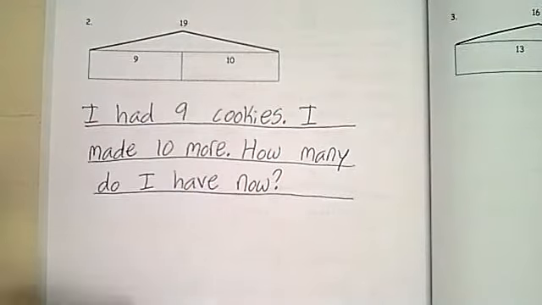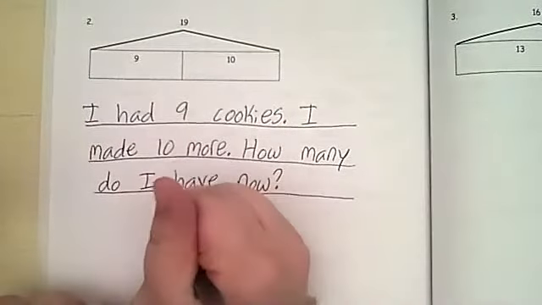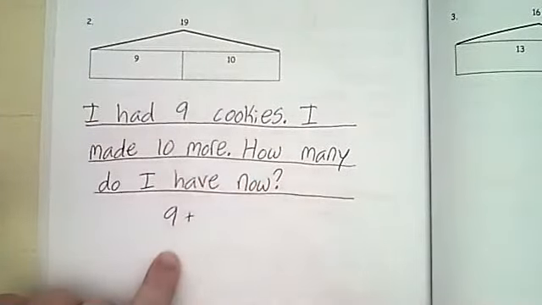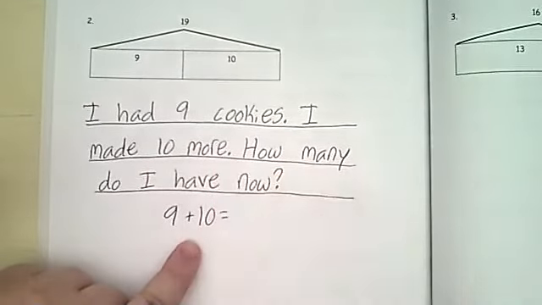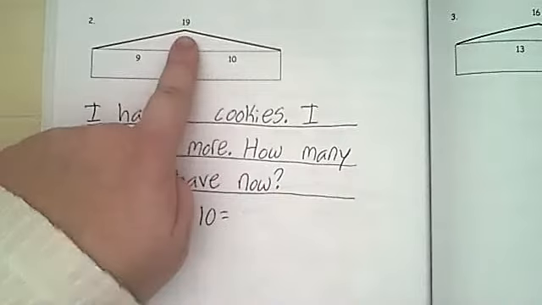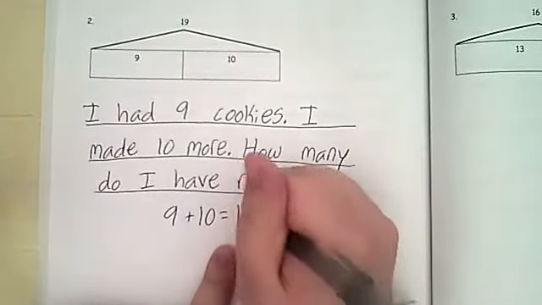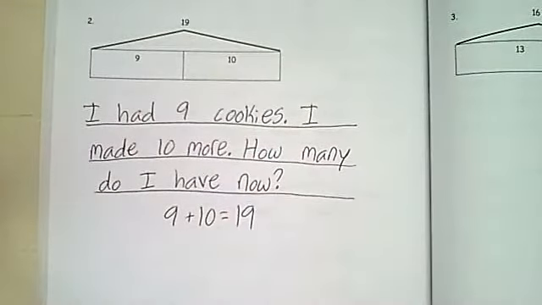Let's write our number sentence. We had 9 cookies. So 9 plus, I made 10 more, plus 10 equals how many? 19. All right, there's our last number sentence. And that's all the work that we're gonna do today.